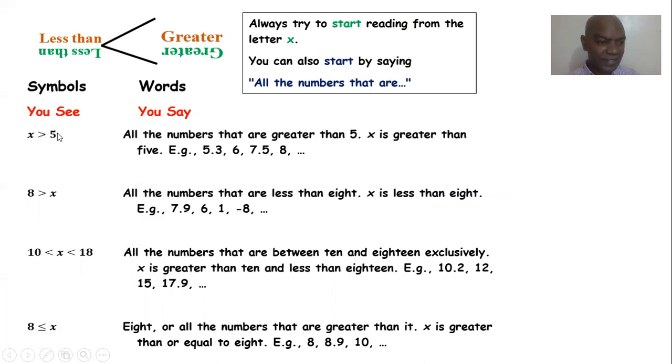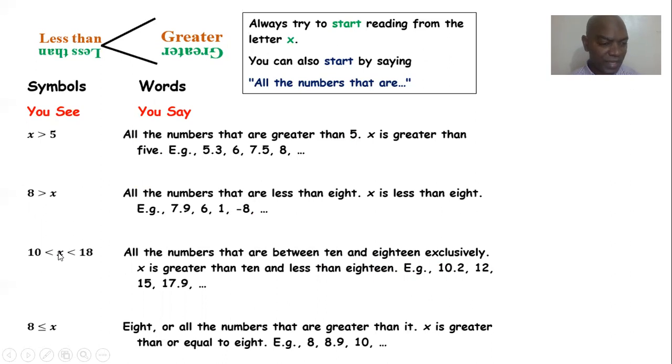you may see this and you may say X is greater than 5, all the numbers that are greater than 5. X is greater than 5, example 5.3, 6, 7.58, all the numbers that are greater than 5 because you start with the X, okay? Here, in this example, you start with the X. So even though the X is on the right side, you start with it. X is less than 8, okay? Because when you start reading from the left, you meet the point, you say less than, X is less than 8. All the numbers that are less than 8, for example, 7.9, 6, 1, and negative 8, etc.